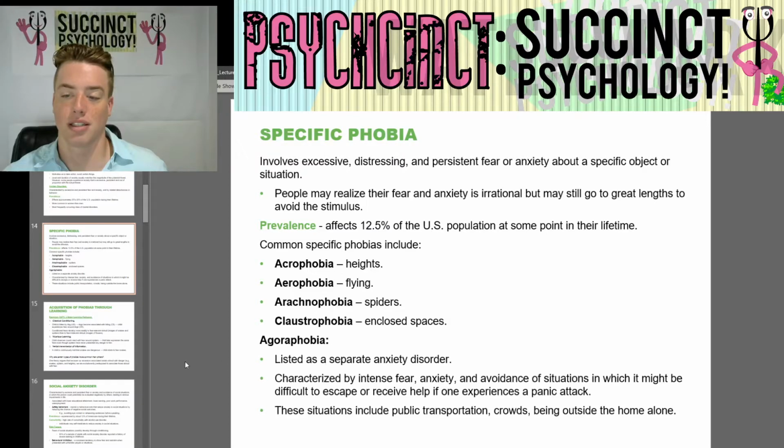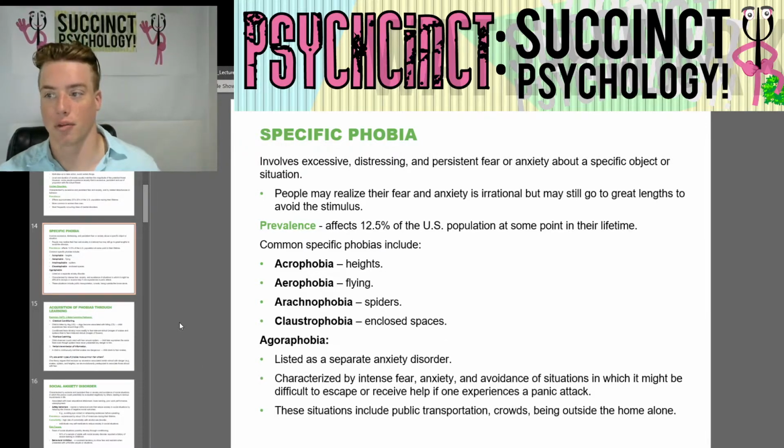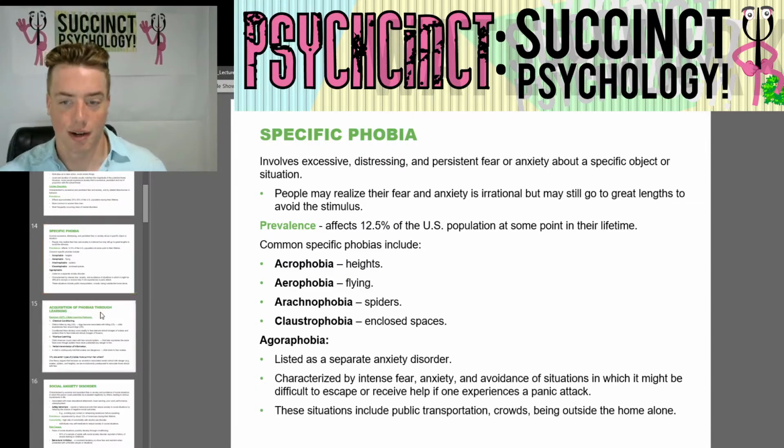Now, agoraphobia is listed as a separate anxiety disorder and is characterized by intense fear, anxiety, and avoidance of situations in which it might be difficult to escape or receive help if one experiences a panic attack. These situations include public transportation, crowds, or being outside the home alone. So there's a common misconception that agoraphobia is the fear of the outside. No, it's a fear of having a panic attack and no one's around. There's no way for them to get help. That's why, like being outside their home in a big open space by themselves, there's no one around to help them. It's not that they're scared of the sky, right?